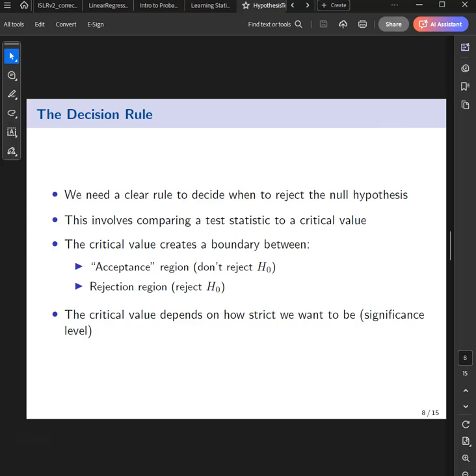To make our test process objective, we need a clear rule to decide when to reject the null. This involves comparing a test statistic, a number calculated from our data, to a critical value, that is a threshold that we set in advance. The critical value creates a boundary between two regions: the acceptance region, which is where we don't reject the null hypothesis, and the rejection region, where we reject the null. How strict we want to be determines where we place this boundary. This is our significance level, which we will discuss more in just a moment.